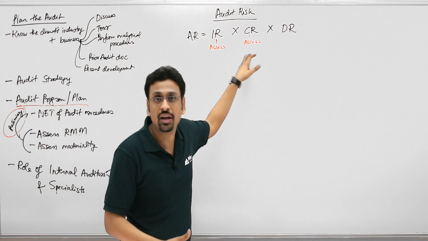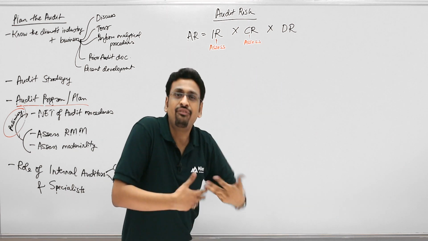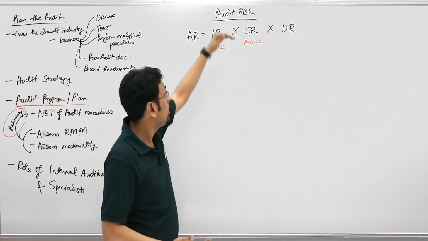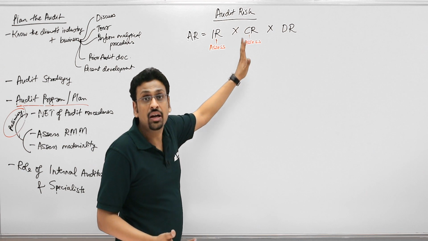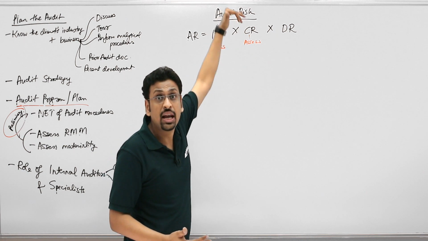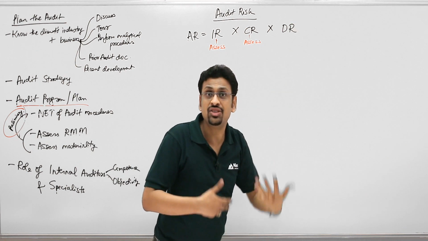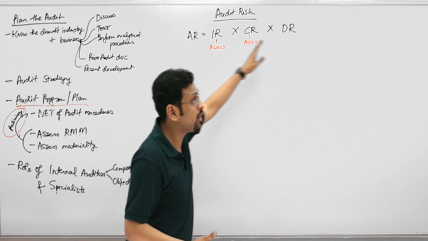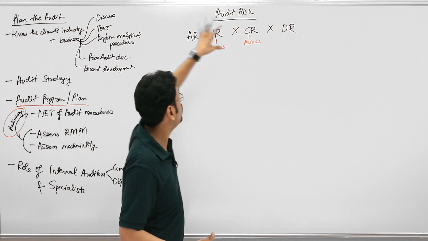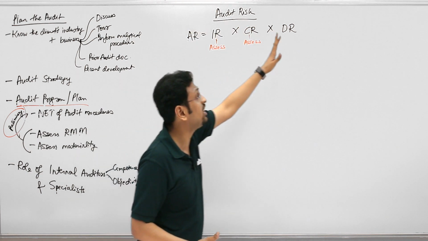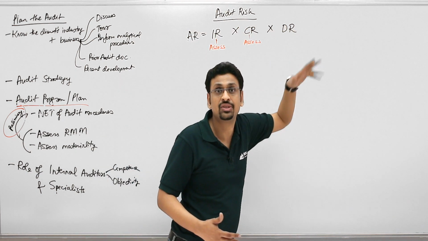If the client's internal controls are good, then we can afford to have a higher detection risk. So if the client's internal controls are good, that means control risk is low. We can afford to have a higher detection risk. Guys, you're understanding this, right? This is a product. So if this is low, to keep the same level of audit risk, we can afford to have a higher detection risk.